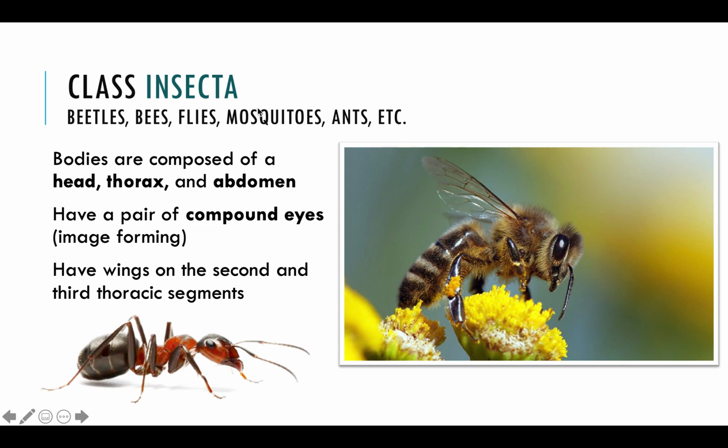The next class, so the class under Hexapoda is called Insecta, as I promised. These consist of beetles, bees, flies, mosquitoes, ants, any insects, right? Their bodies are comprised of a head, thorax, and abdomen, and they have a pair of compound eyes, which are image forming. They have wings on the second and third thoracic segments as well.